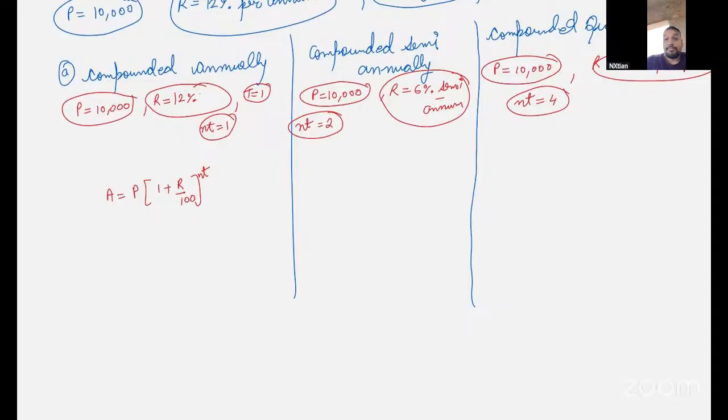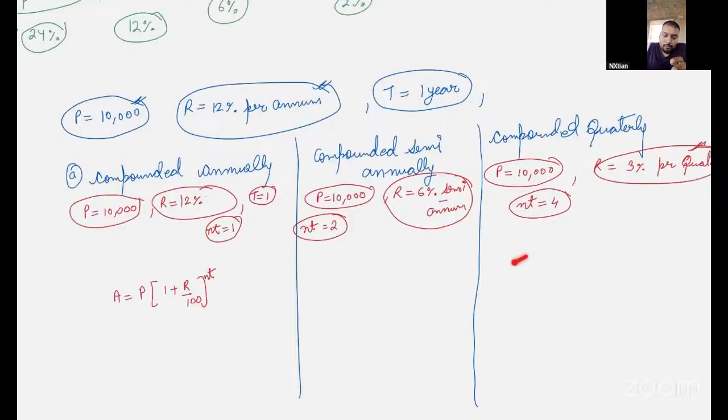Yes, I have a question, sir. When you go to semi-annually and compounded quarterly, the rate also gets divided? Yes, of course. See, the above question is rate 12% per annum. Like after 1 year, we are applying the rate. But if it is compounded semi-annually, it is not a year, it is half year. So the rate will become also half.